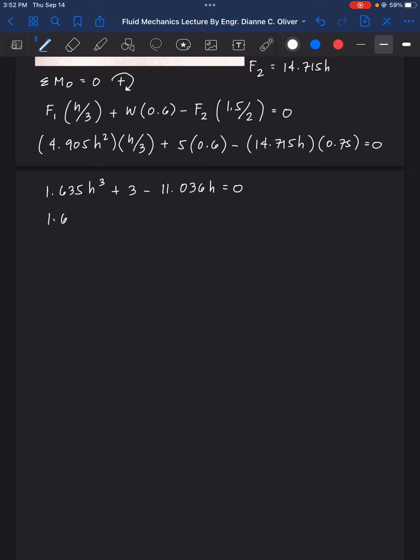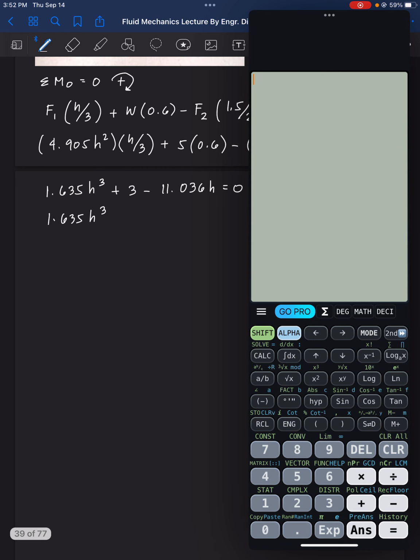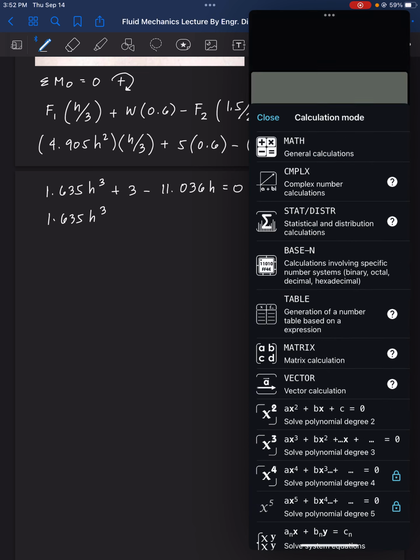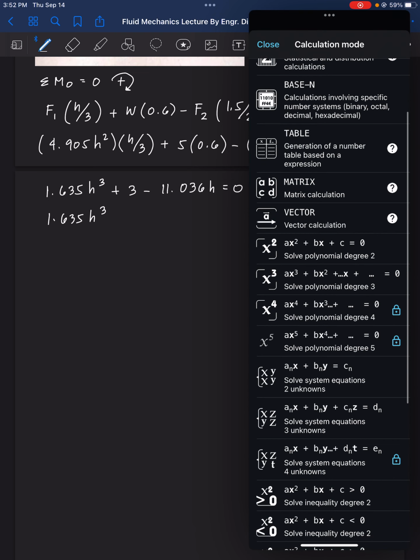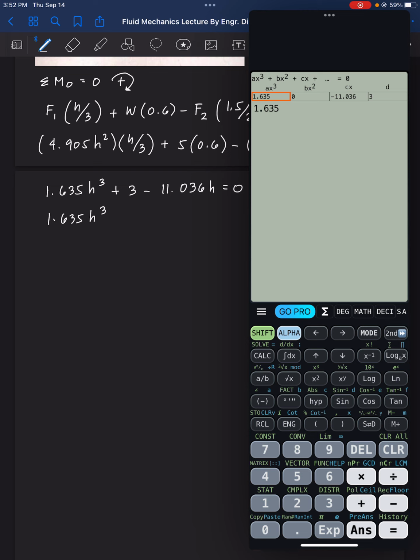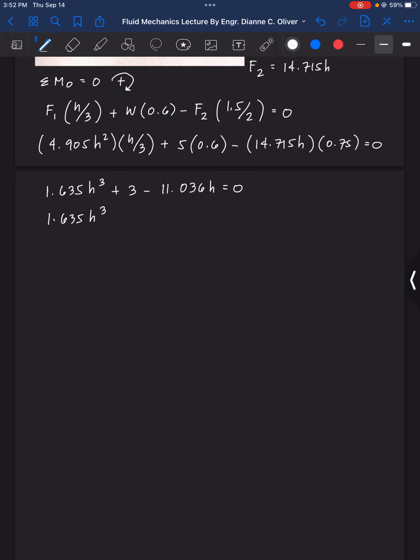Let's arrange that: 1.635 H cubed. We will use this equation in our calculator. If the shift solve does not work in your calculator, but you have the equation, let's use the polynomial of degree 3. So let's arrange it: plus 0 H squared, minus 11.036 H, plus 3 equals 0.